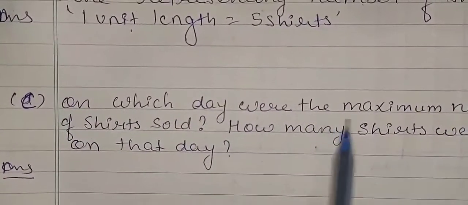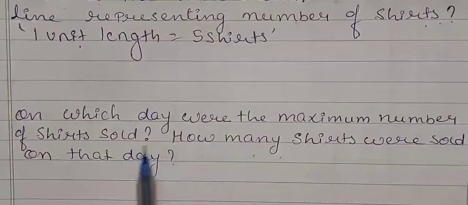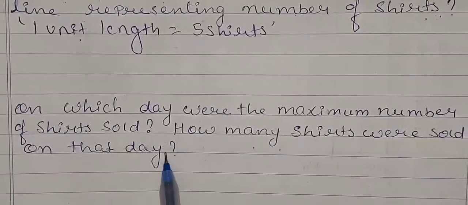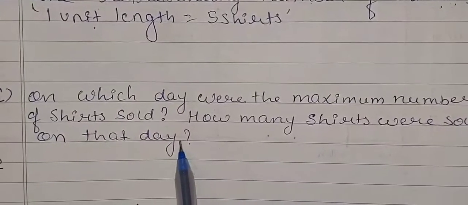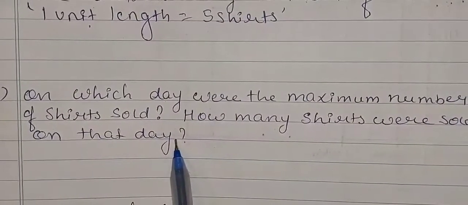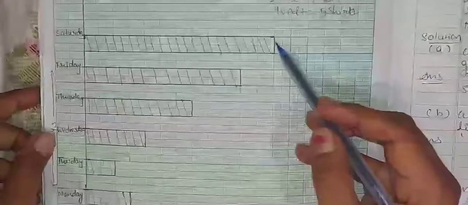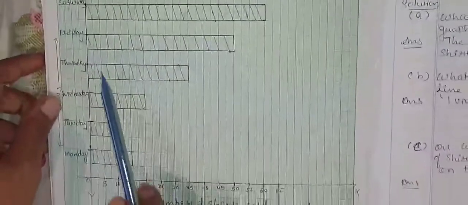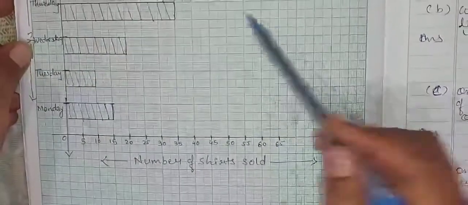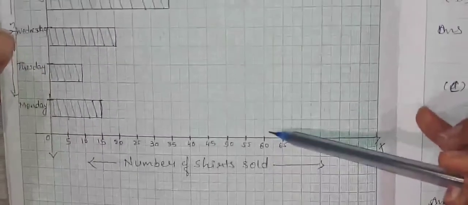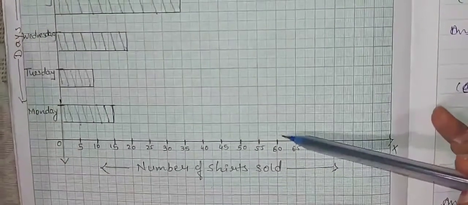On which day were the maximum number of shirts sold? How many shirts were sold on that day? So let us observe from the graph on which day the maximum number of shirts were sold. From the graph we can observe which bar is maximum: Saturday. And how many shirts were sold on Saturday? 60. So on Saturday, a maximum of 60 shirts were sold. So let us write this answer.